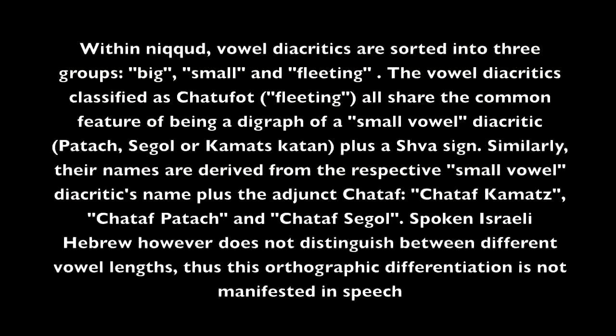Within Nikud, vowel diacritics are sorted into three groups: big, small, and fleeting. The vowel diacritics classified as chatufot all share the common feature of being a digraph of a small vowel diacritic plus a shva sign. Similarly, their names are derived from the respective small vowel diacritic's name plus the adjunct Khataf: Khataf Kamats, Khataf Patakh, and Khataf Segol. Spoken Israeli Hebrew, however, does not distinguish between different vowel lengths. Thus, this orthographic differentiation is not manifested in speech.